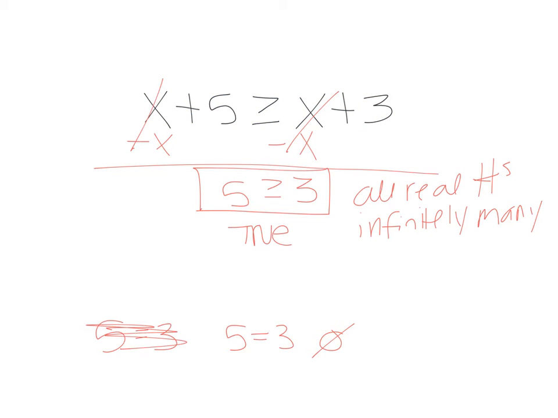So for this inequality, I started by subtracting x on both sides, which canceled the variable. We no longer have a variable here. And so I ended up with 5 is greater than or equal to 3. And you have to stop and think about whether that's a true statement or false. If it's true, the answer is all real numbers, or infinitely many. If it's false, the answer would be no solution.